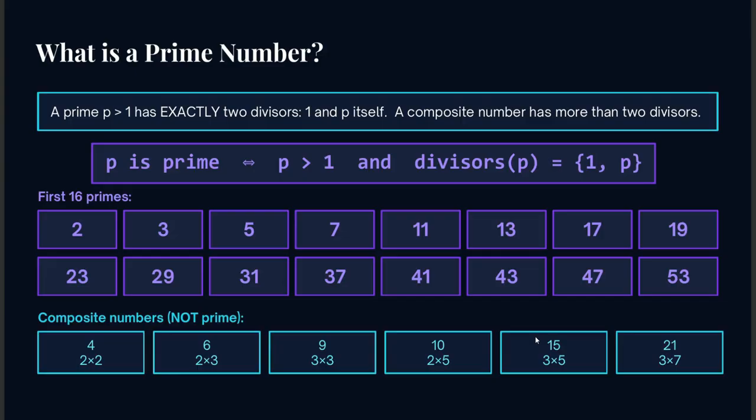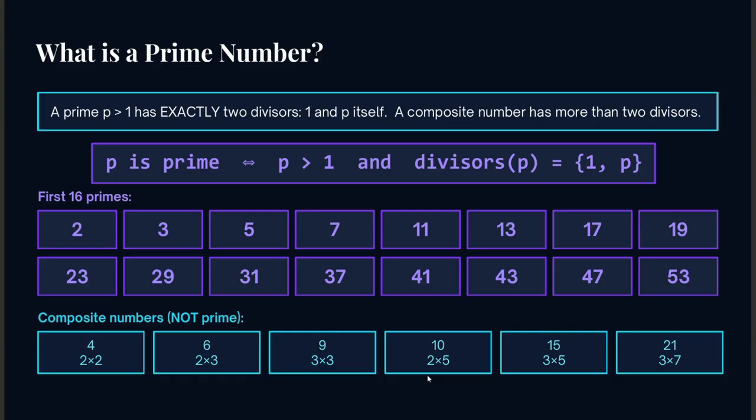Now let us move to prime numbers. A prime number is a number greater than 1 having exactly two divisors, 1 and itself. Examples like 2, 3, 5, 7, 11 are prime numbers. Let's take 7. The only numbers that divide 7 perfectly are 1 and 7. No other divisors exist. So 7 is prime. Now take 10. 10 can be divided by 1, 2, 5, 10. More than 2 divisors exist. So 10 is composite.